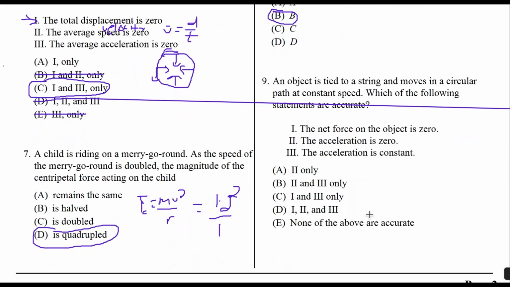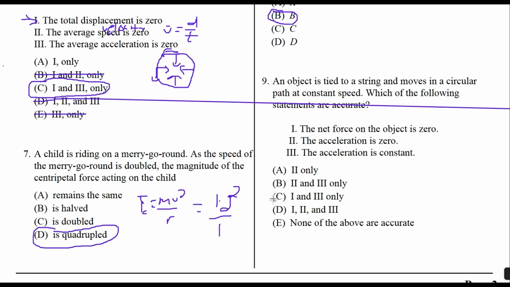All right, number 9. So another one of these questions where they want us to figure out which one is the accurate statement. We have an object moving in a constant circle. The net force on the object is 0. That doesn't make any sense. We know that there is going to be a net force on the object, because remember, even though it's moving at a constant speed, what matters is that the velocity is constantly changing. The velocity is changing directions. Therefore, the object can't be in equilibrium.